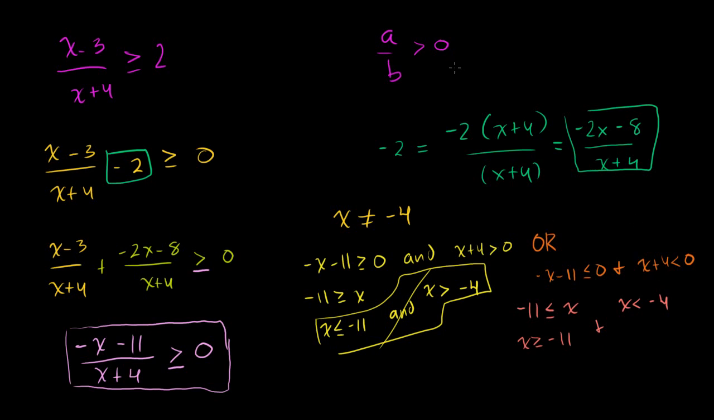And I can draw the number line again. We have to be greater than or equal to minus 11, so that's minus 11 there. We could be equal to it or greater than, but we have to be less than minus 4. So this is minus 4. We can't even be equal to minus 4. That will make our denominator 0, or our whole equation undefined. And so this is our solution set. Anything right here that I've shaded in, including minus 11, but not including minus 4.